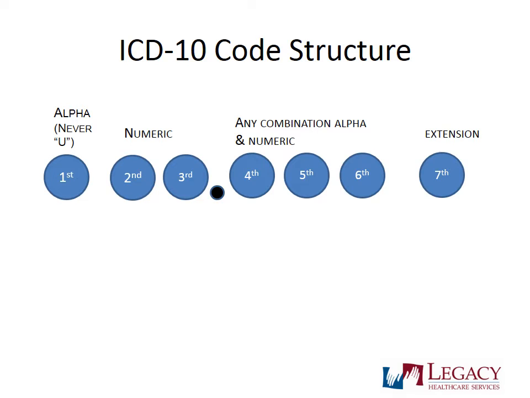Every ICD-10 code has 3 to 7 characters. The first character is always an alpha character and may be any letter of the alphabet except U. The second and third characters are always numeric characters. The next 3 characters can be any combination of alpha and numeric characters. Finally, some codes require a 7th character. The 7th character is an extension that provides information about the encounter. Not all codes require a 7th character.